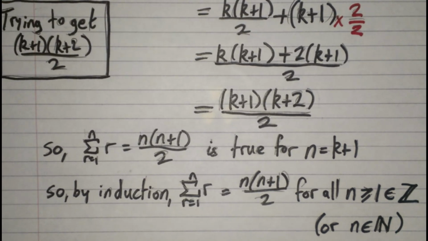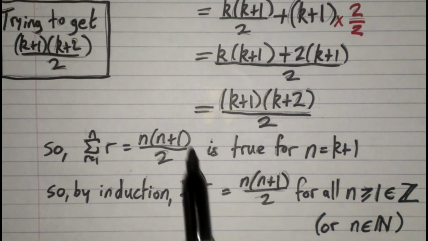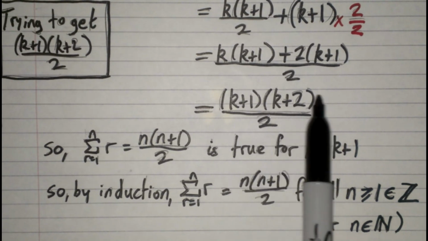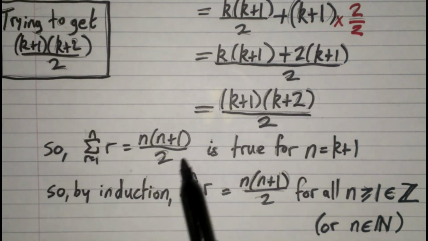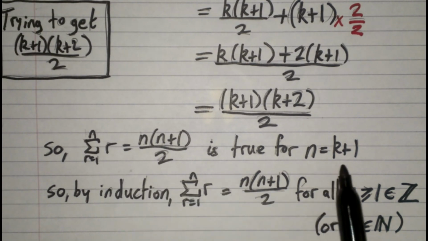So just to finish off the question then, just remember you need your finalizing statements. They love finalizing statements in proofs. So since we got this thing here, which is what we were trying to get, that means that this summation thing is true for n equal to k plus 1. And since now, if it's true for n equal to k, it has to be true for n equals k plus 1, that's what we've proved.